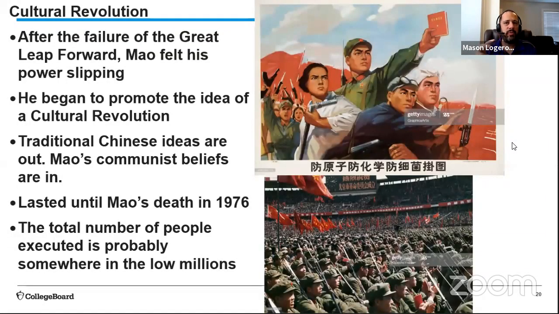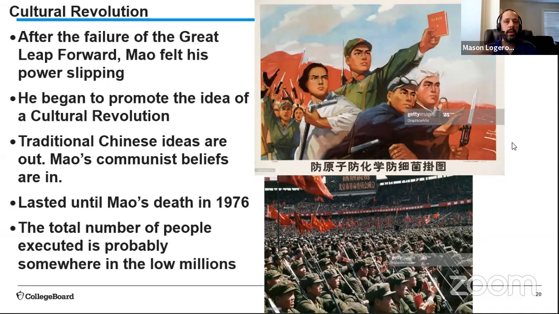And Mao can start to feel his power slipping. Again, he was one of the founding members of the Communist Party in China. Communists in China loved him. But with the failures of the Great Leap Forward, people are looking to possibly replace Mao as leader of the Communist Party. And this is where we get into the Cultural Revolution, which is really a very dark time in Chinese history under Mao's rule.